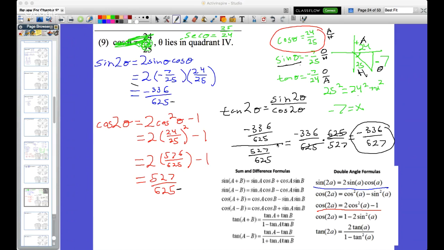And then what do we do when you divide a fraction on fractions? If you got fraction on fractions, multiply by the reciprocal. So then that's just going to give you -336 divided by 625 times 625 over 527. These two guys cancel out. And once they cancel out, we're left with this here.